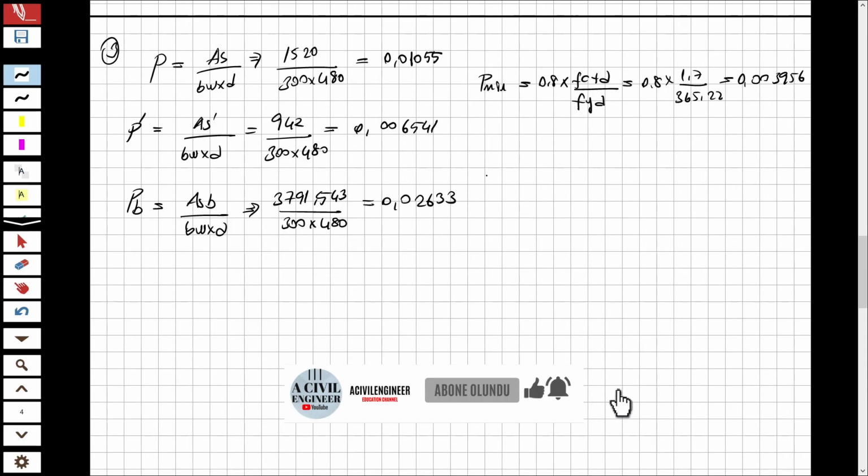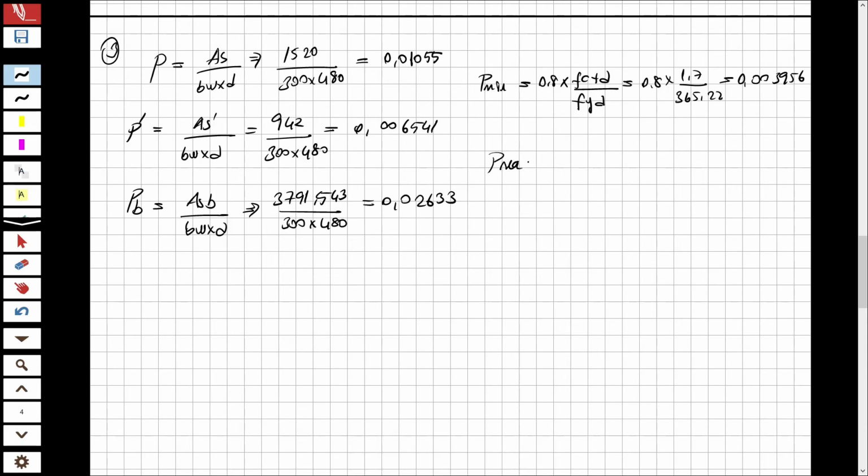0.003956. Row max. Also, we have to determine the row max, the maximum ratio of steel. 0.85 multiplied with row balance. It will also be equal to 0.02238. Now we obtain all of these. You can see that all are determined.